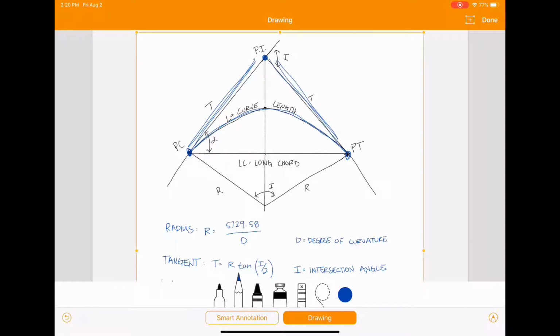And then, of course, this length here would be your tangent length. Also your tangent length. If you connect the beginning and the end, that's going to be your LC, or your long chord length. If you bring down points that meet in the middle, that's your radius of your curve. So that's just kind of a visual of what this horizontal curve looks like.